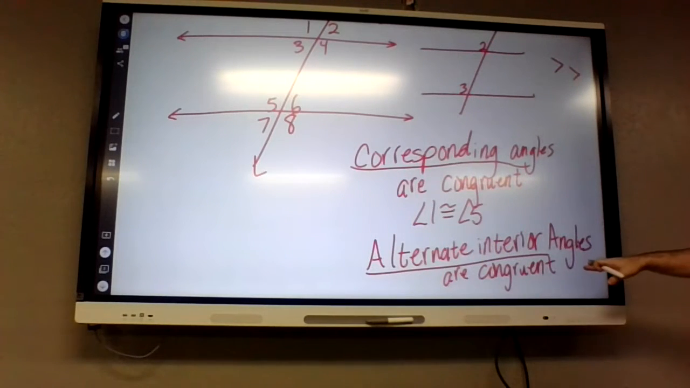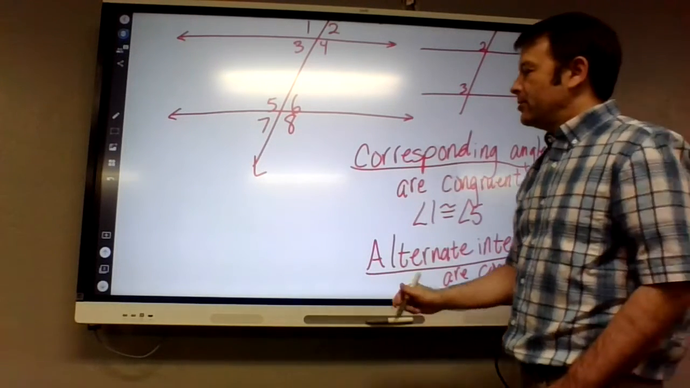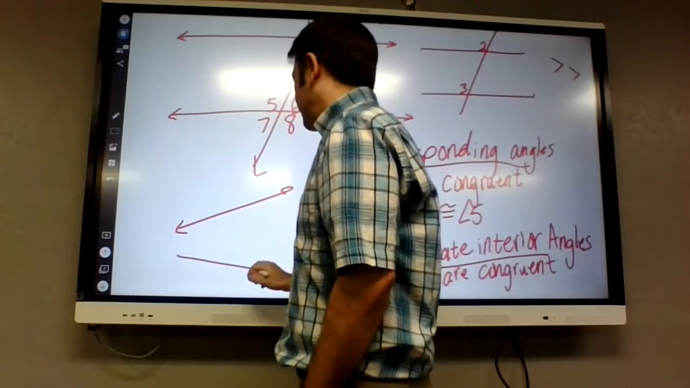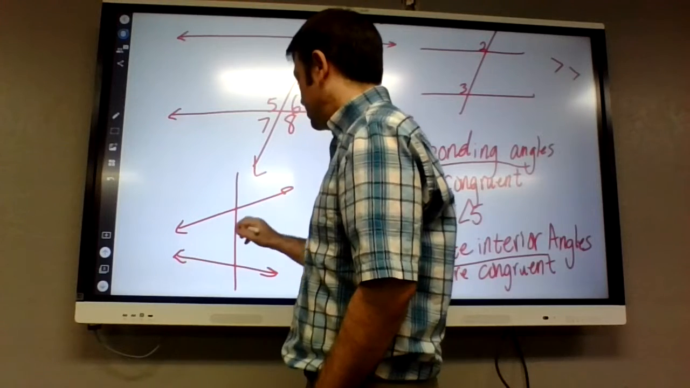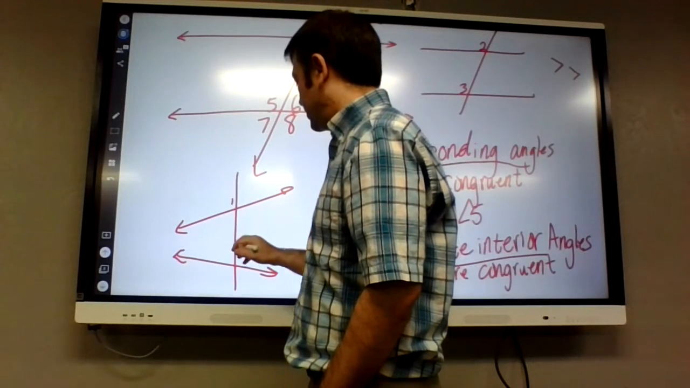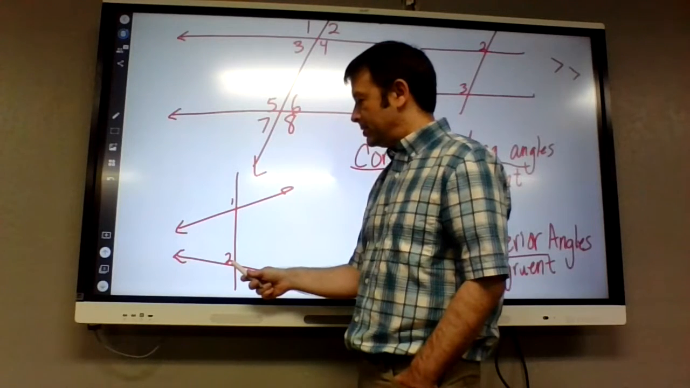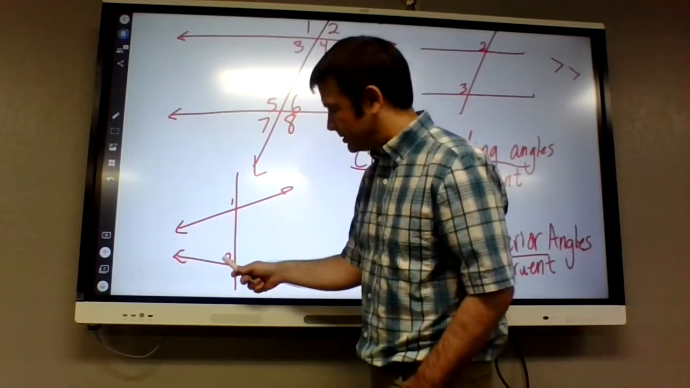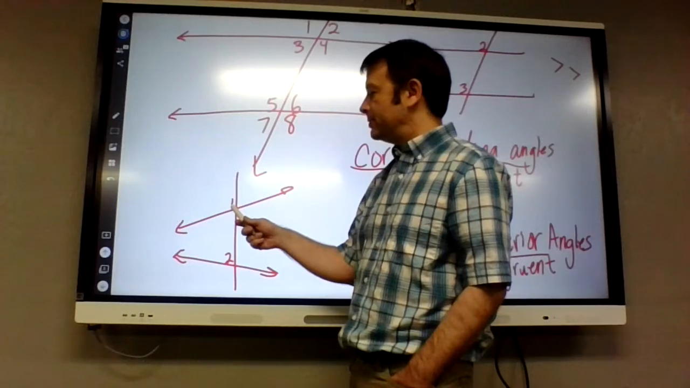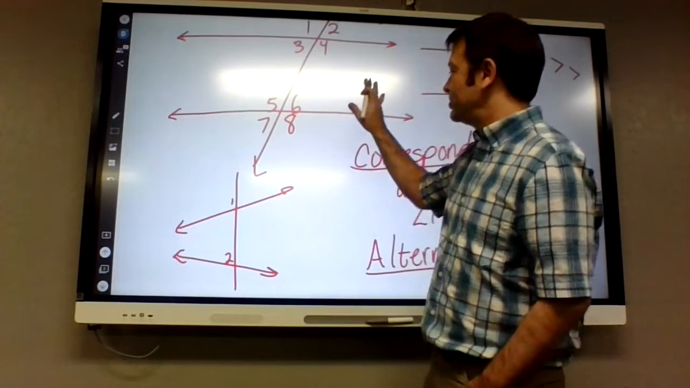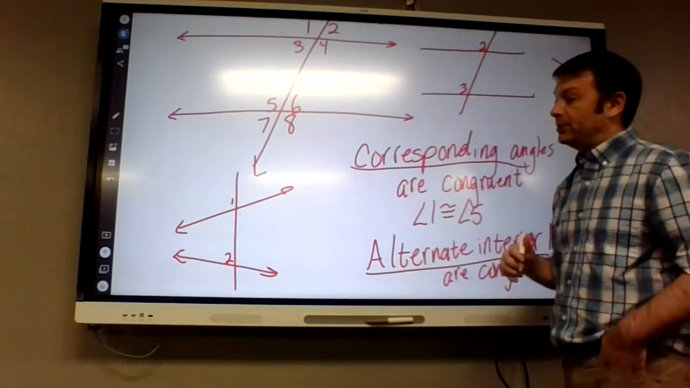But yeah, that's a theorem that we know now. What if the lines were not parallel? Would they still be congruent? So if we have these two lines, like these are the corresponding angles, right? Are they still congruent? No. This looks like 90, this looks like 120 or something, 110 maybe. So no, this stuff only works if the lines are parallel.